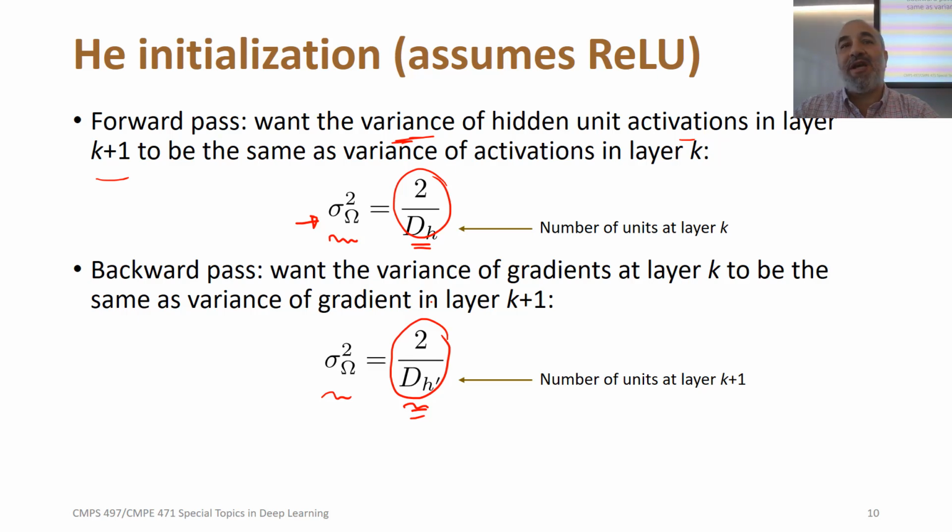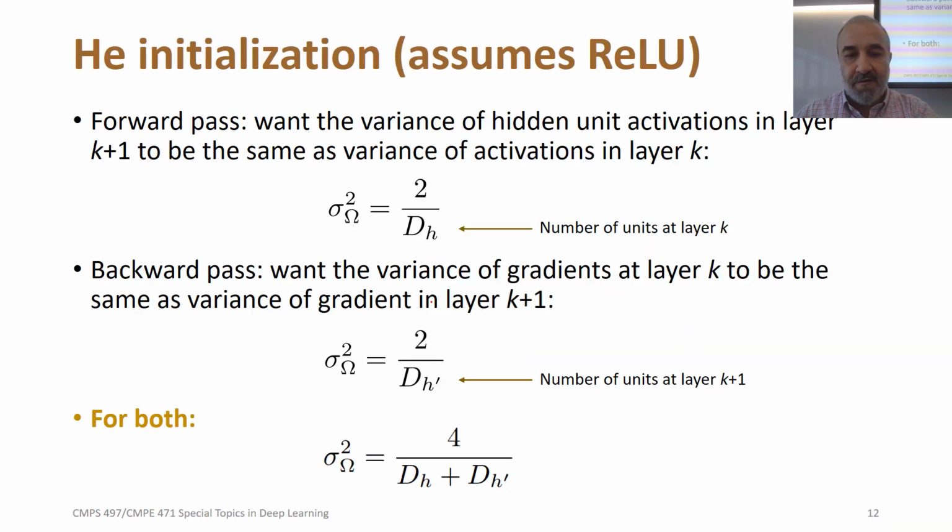Okay? The simplest solution is to get the average. Is to assume that the number that we will divide by is the average of both. In that case, it will be 4 divided by the sum of them. Because the average is the sum of them over 2, then it will be 4 divided by them. This is, of course, a heuristic, if it happens that the number of units is not the same between two layers. Okay?